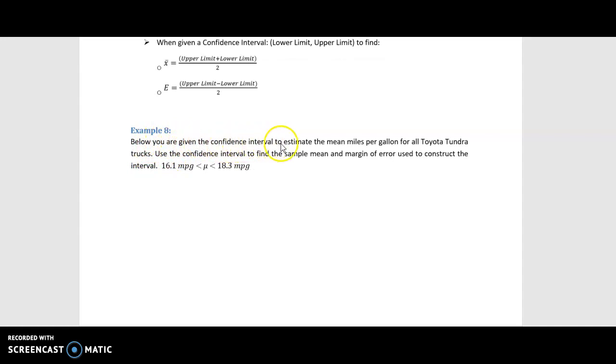Below you are given the confidence interval estimate to estimate the mean miles per gallon for all Toyota Tundra trucks. Use the confidence interval to estimate the sample mean and the margin of error used to construct the interval. So we're actually given the lower limit and the upper limit here, right? So to find the x bar, it's exactly in the middle. So you add the upper limit and the lower limit and take that sum and divide it by 2. So 17.2.